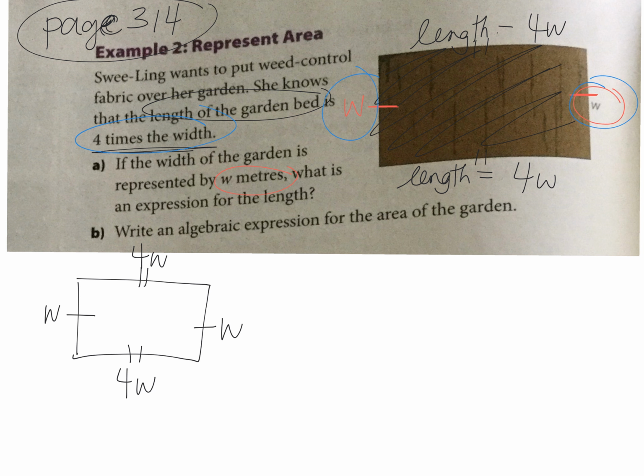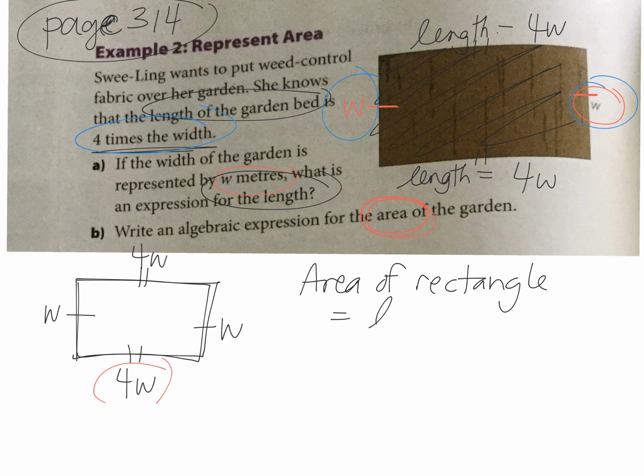Okay, so question A says, what is an expression for the length? The length is 4 times the width. 4W. That's the length. That's it. Now we have to write an expression for the area of the garden. What shape is this? What shape is the garden? How do you find the area of a rectangle? Okay, so we're going to plug these terms in, sorry. Length, what's the length of the garden?